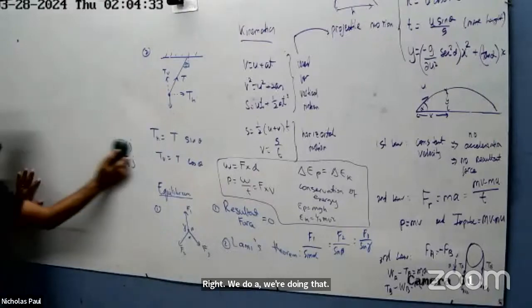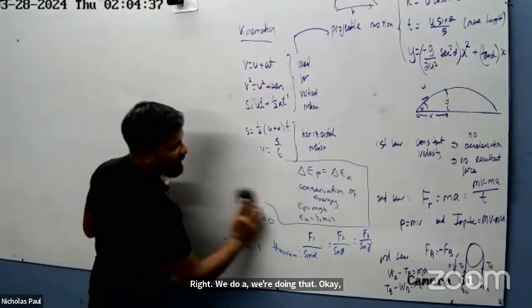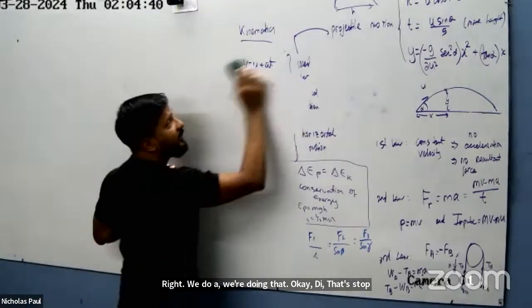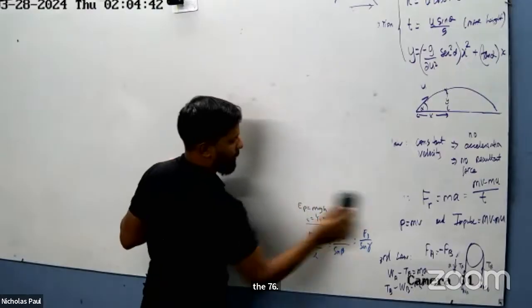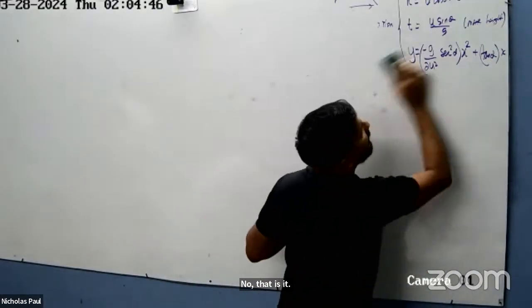Question 22 first. Diagram, most important thing, right? I'll start with some easy ones first. What we kind of forget is direction.